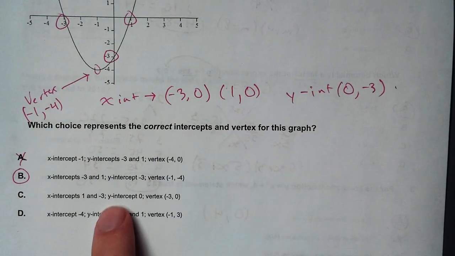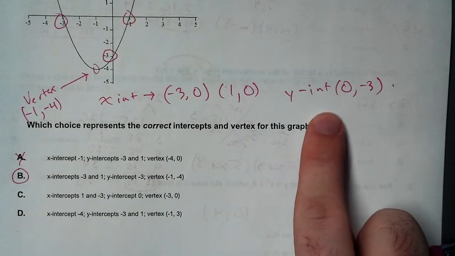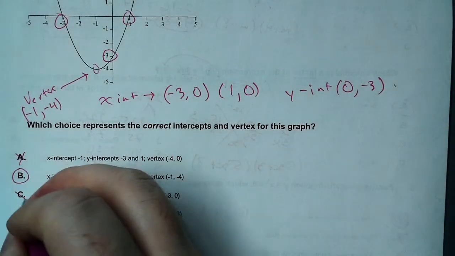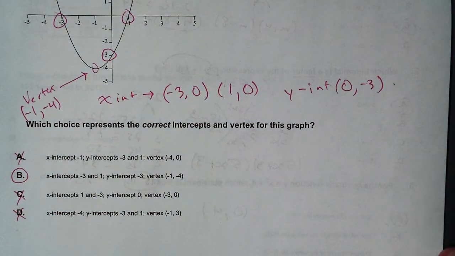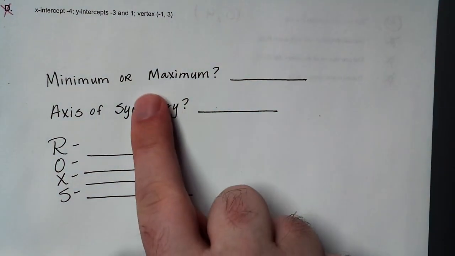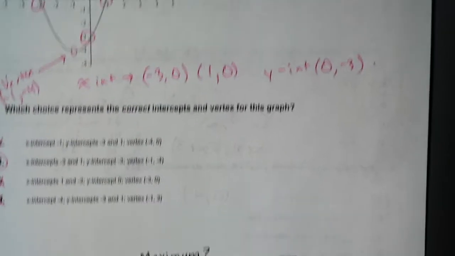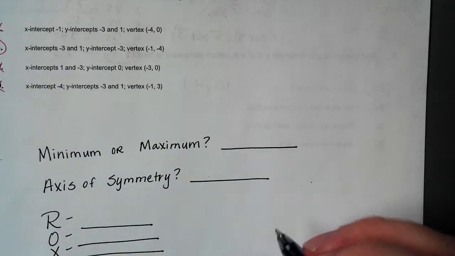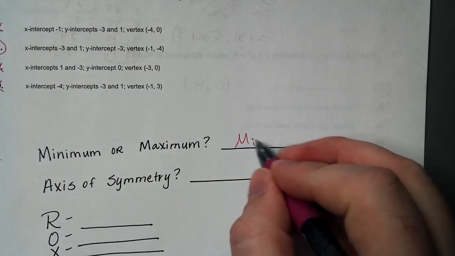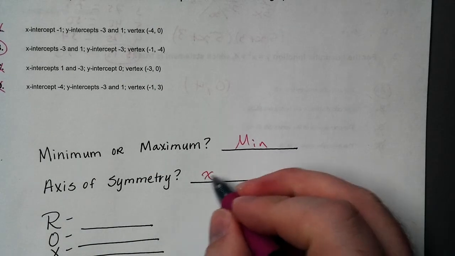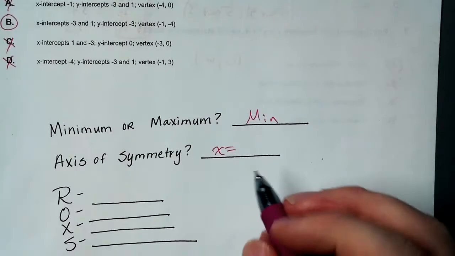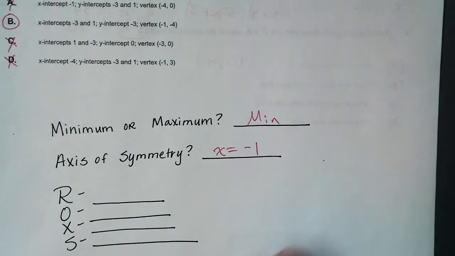X-intercept 1 and negative 3, that one's good. Y-intercept is not 0, it's 0, negative 3. X-intercept negative 4, that doesn't work. So it definitely is B. Now, was this a minimum or was it a maximum? Well, since it went down to the bottom, the vertex is at the bottom, this is a minimum. What is the axis of symmetry? Axis of symmetry is always x equals, and then it goes through the vertex. The vertex is at negative 1, negative 4, so x equals negative 1.